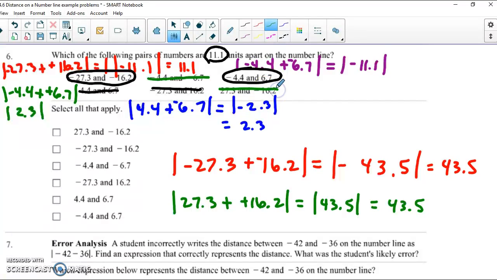So the only pairs of numbers that are 11 and 1/10 units apart are negative 27 and 3/10 and negative 16 2/10. So this one, and negative 4 and 4/10 and positive 6.7. The rest do not work.